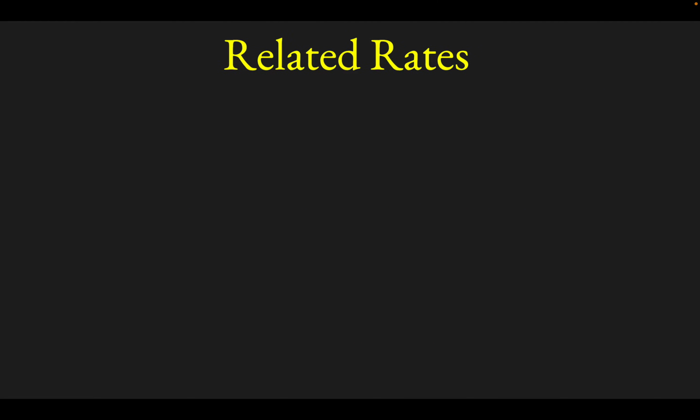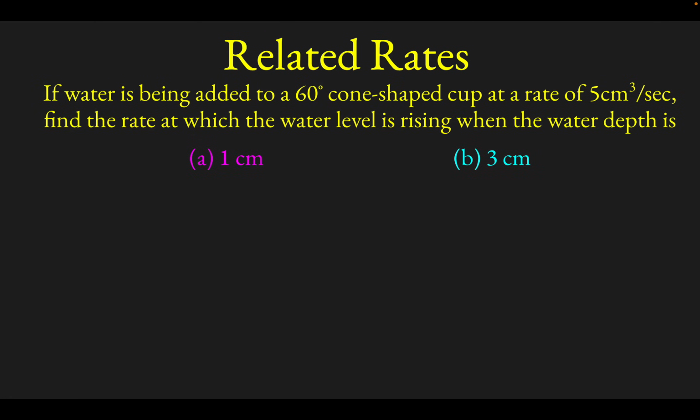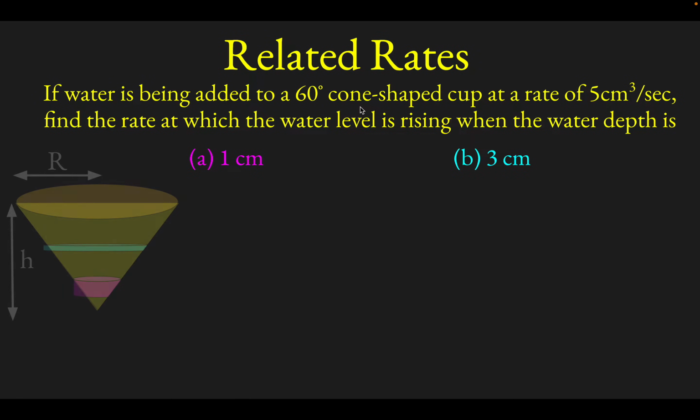We'll look at a slightly more difficult case of a related rate problem, a pretty popular one. This says, if water is being added to a 60-degree cone-shaped cup at a rate of 5 centimeters cubed per second, find the rate at which the water level is rising when the water depth is, well, these two values. By a 60-degree cone, I mean that's the angle at the base of the cone. So let's draw a little picture of this so we can figure out what's happening.